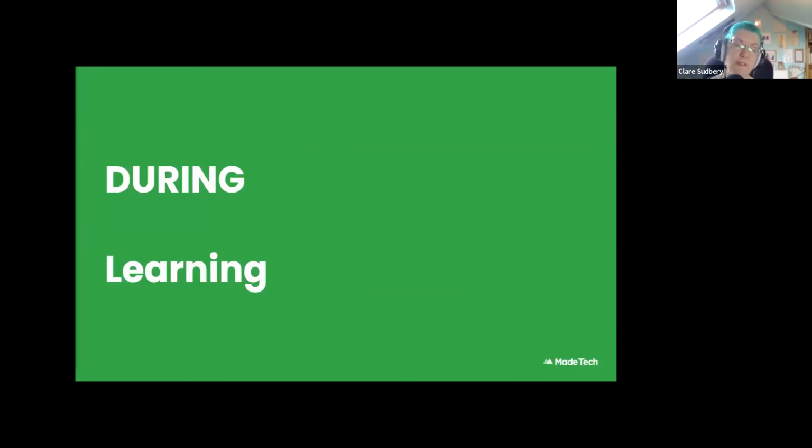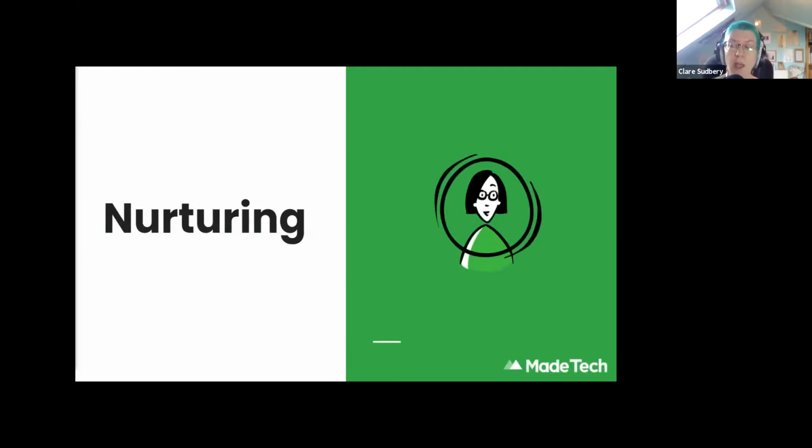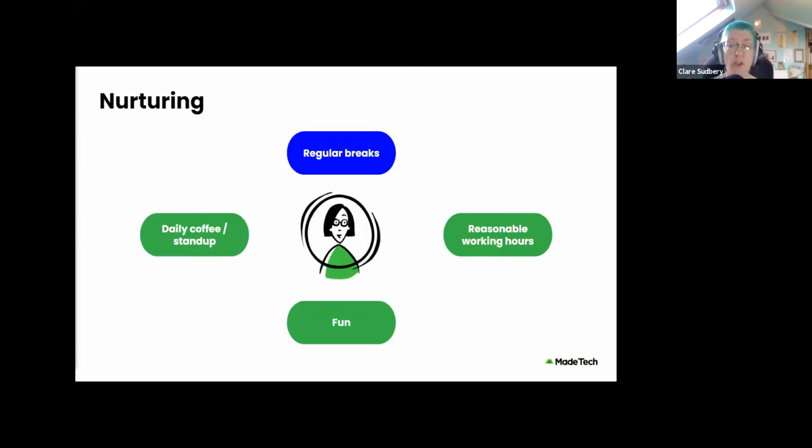What happens during the Academy? So once we've selected our final people, and for the next Academy, it will be 16 people. Again, there are a few principles that we try to follow. And the first one is that we want to nurture these people. And there are lots of things that we do in order to facilitate that. So we make sure that they have regular breaks. We don't want them to spend all their time in front of their screen. We don't want them to get exhausted. It's quite full on, particularly because we're doing everything online at the moment.